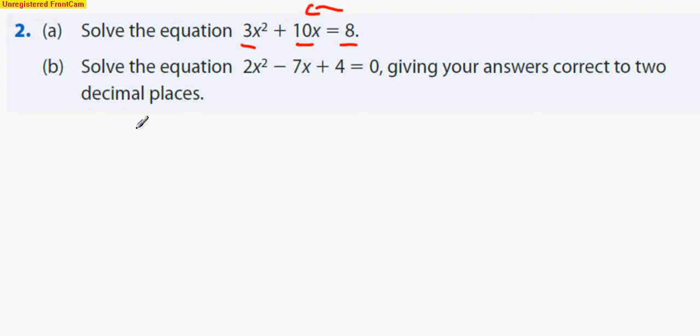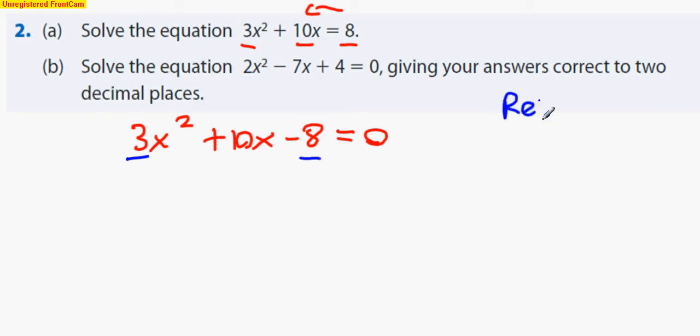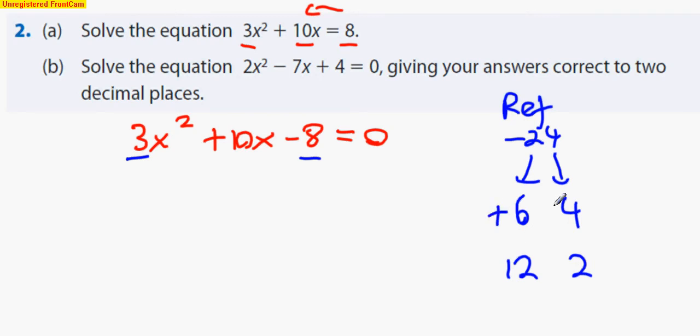Bring the 8 over to the other side and we get 3x squared plus 10x minus 8 equals 0. The reference number for this one is minus 24. And this is a longer equation this time because it doesn't have 1x squared anymore. It's now 3x squared. So what two numbers? We could try 6 and 4, or maybe 12 and 2. Now, plus 6 plus 4 makes plus 10, but when you multiply plus 6 by plus 4, you get 24, not minus 24. So the correct answer is plus 12 minus 2.